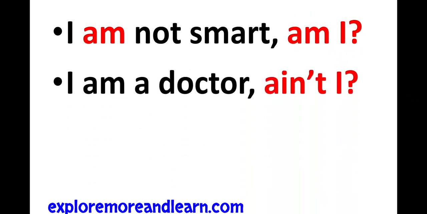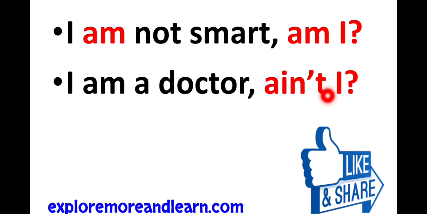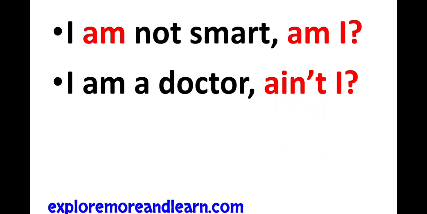Another example, I'm a doctor, ain't I? So here it's a positive statement, we have am, that is verb to be. So in place of "am not I", what will be used? Ain't I? You have to keep this point in your mind. So in place of "am not I", what will be used? Ain't I? That is "are not I". Okay? That's the basic rule.